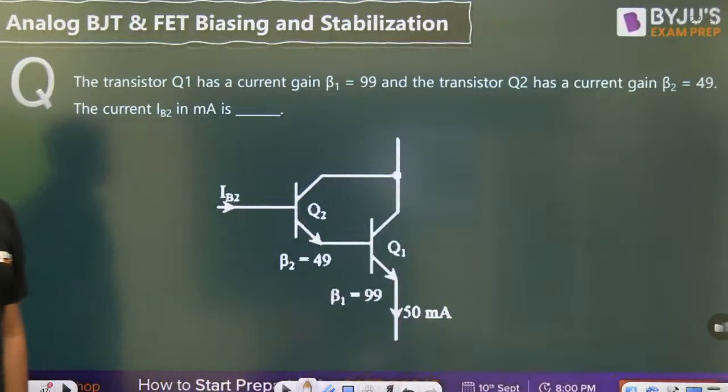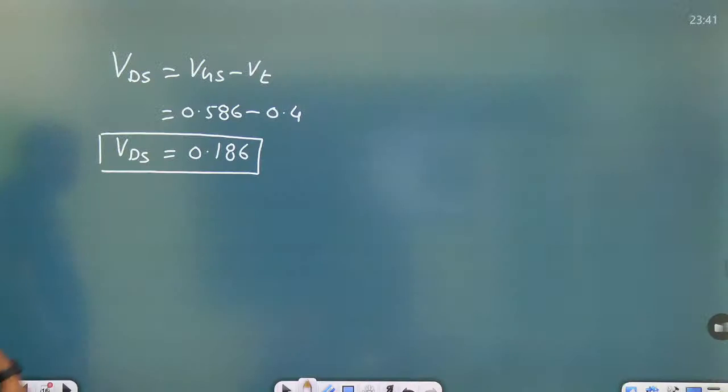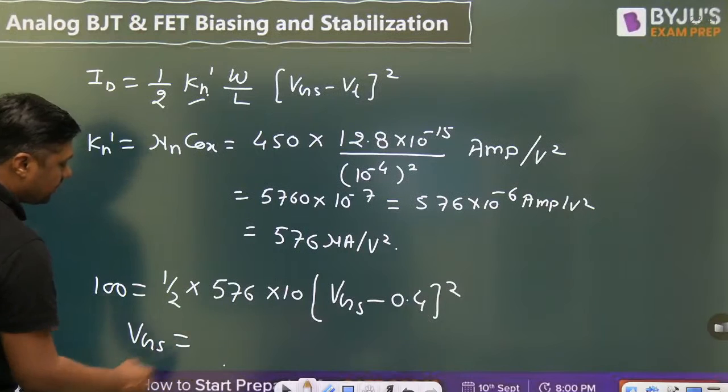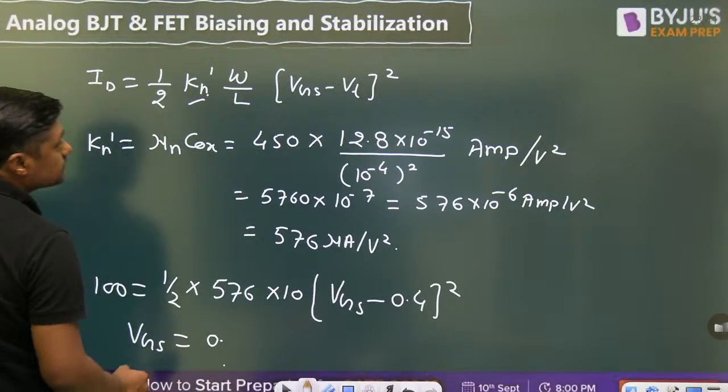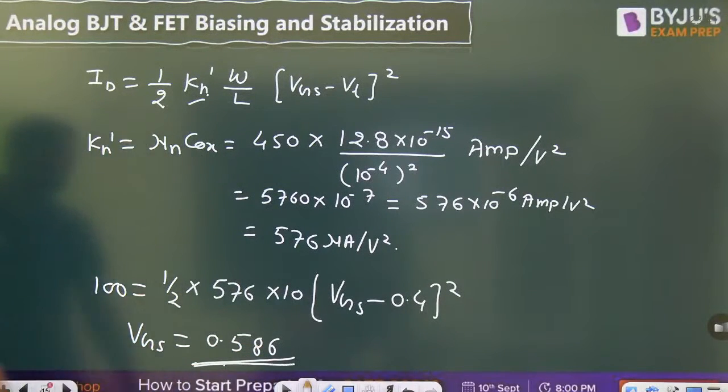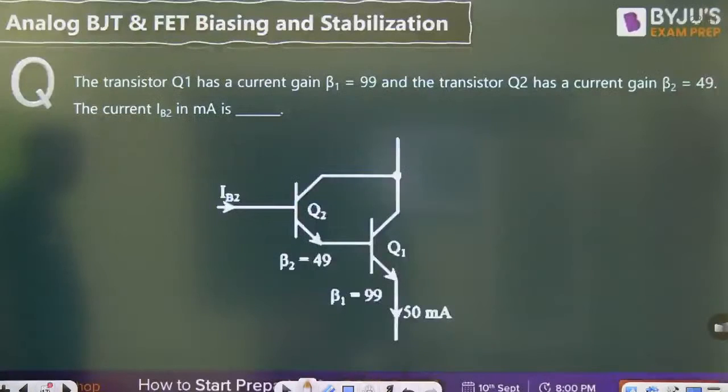What is the value of VGS? Yes, this is the answer. Value of the VGS is 0.586. Solve this. This is not VGS. Always you have to put the positive value. 0.586. This is the value of VGS by solving this. Now, this is the question. Next one. The transistor Q1, what is this, Nidhi? 186.7.